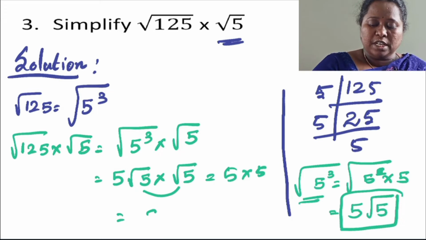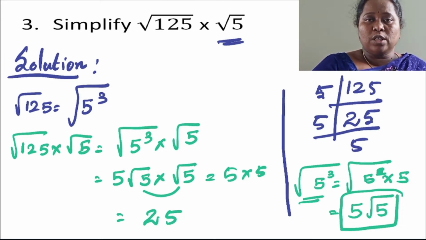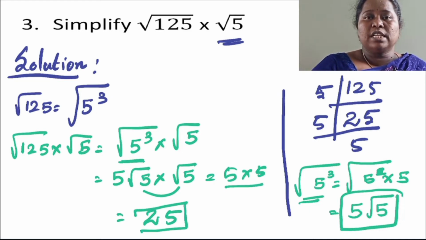5 fives are 25. Once again I will explain. Simplify root of 125 and root 5. 125 can be expressed as root of 5 cube into root 5. When I multiply these two terms, I will get 5 into 5. So the answer is 25.